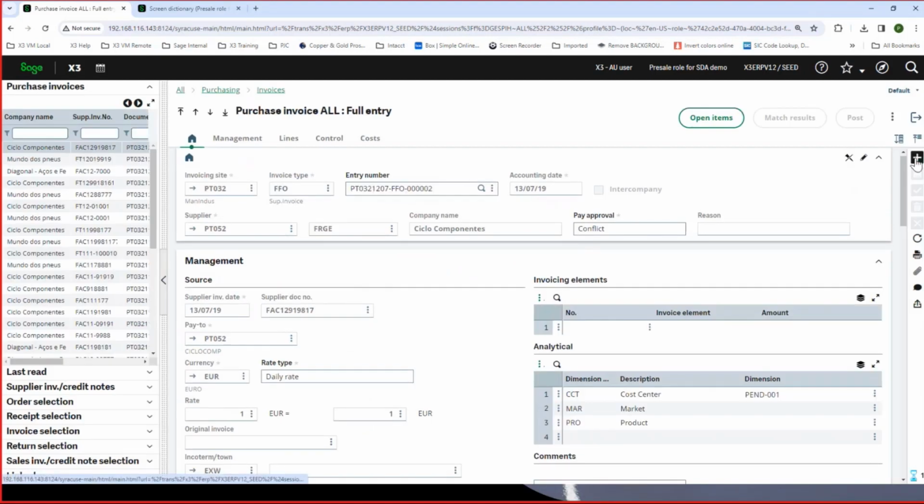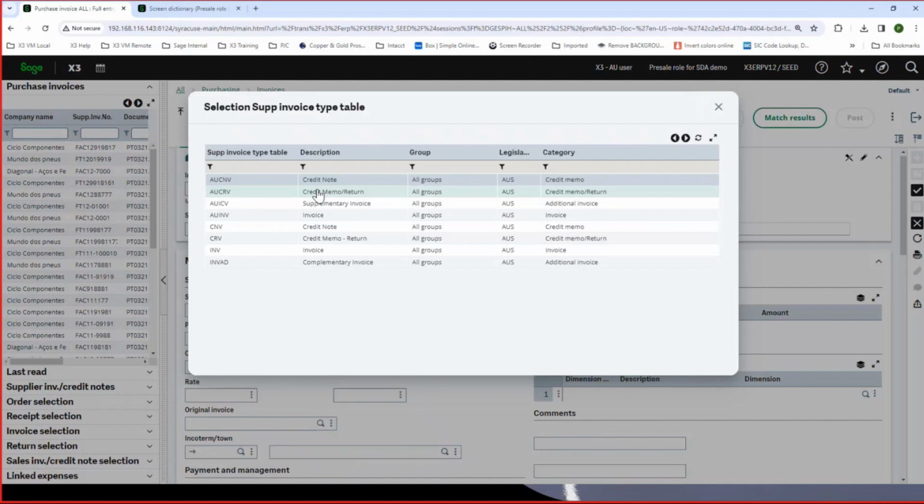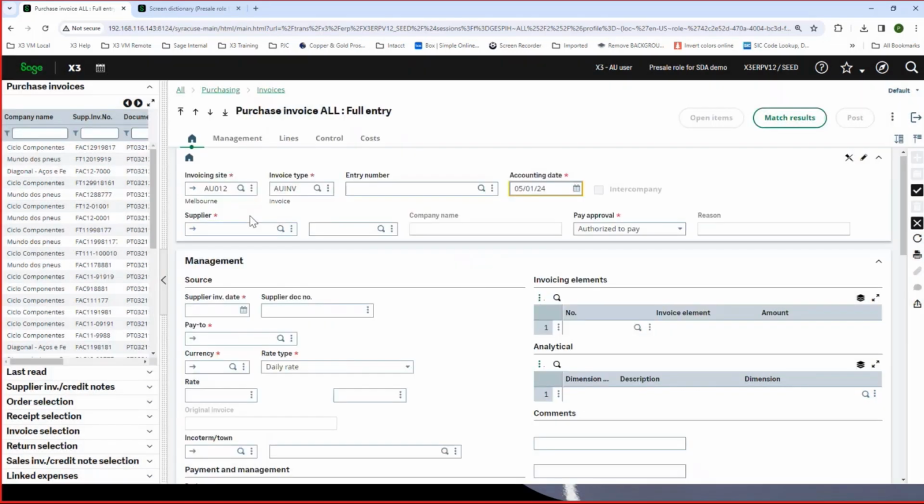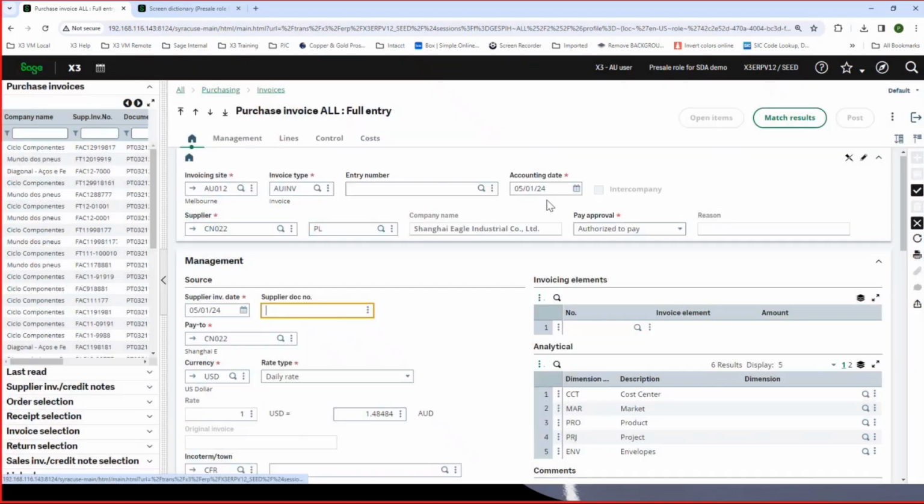So I'm going to create a brand new invoice, and the difference between these 2 types of invoices is going to be here. As it says, invoice type. The first thing that I'm going to do is to enter a regular invoice. So this is from my supplier, Shanghai Eagle. There's 2 suppliers, so that's the one that I want.